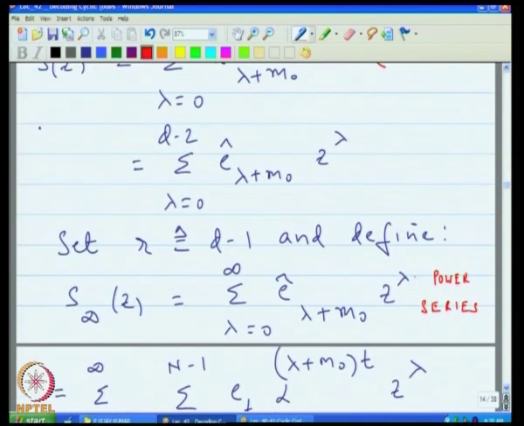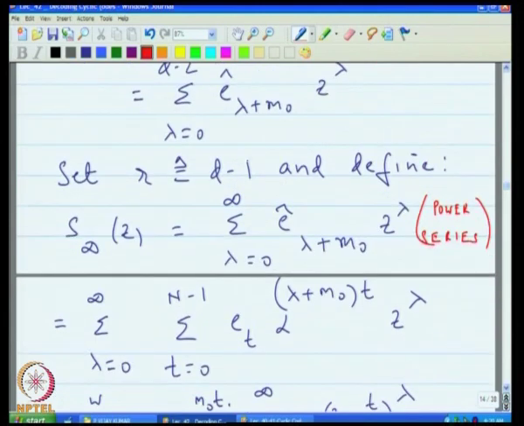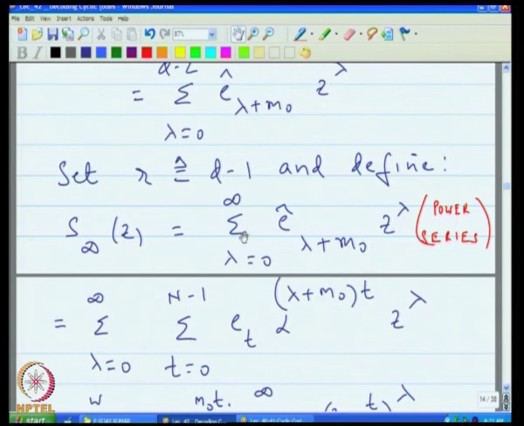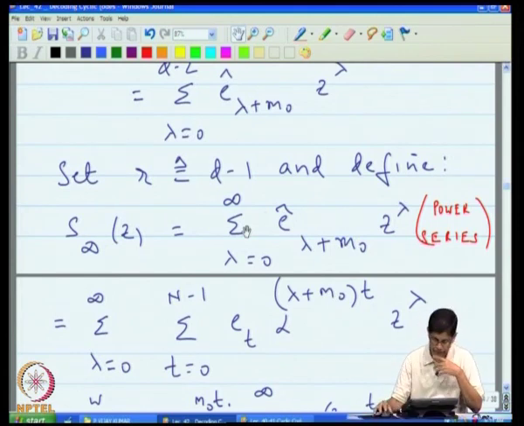So, they are two different entities. Now, you might look at this and say, wait a minute, how is it that you are able to compute S infinity of z? After all, you only know E hat of lambda plus m 0 for lambda going from 0 to d minus 2. How can you actually set this to infinity? Well, we are aware that you are not able to compute S infinity of z, nevertheless it aids in the analysis. Okay. How does that help?